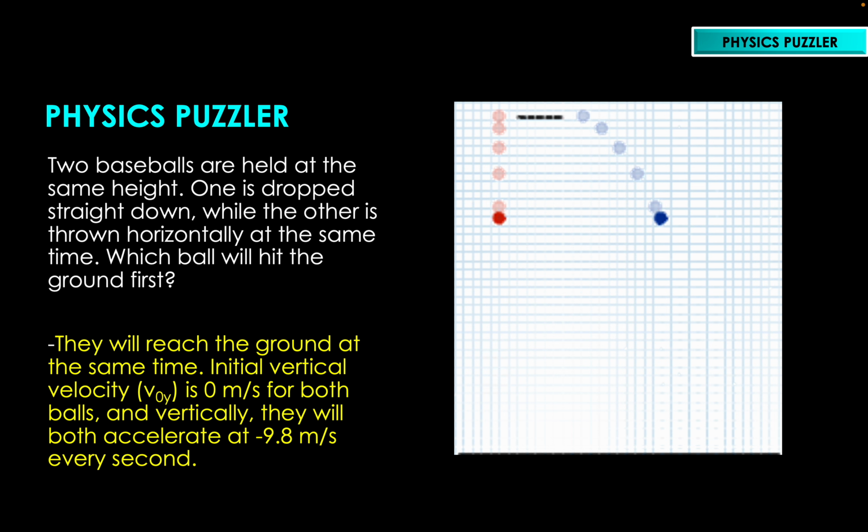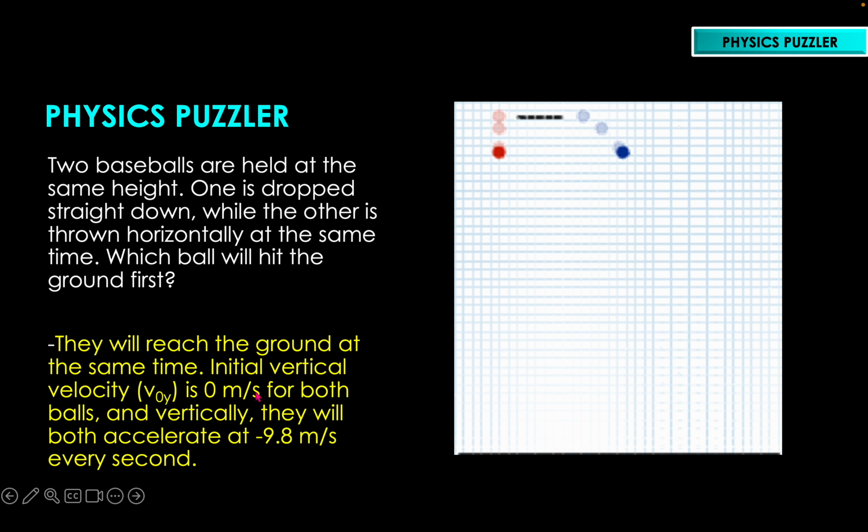I'm not sure if you got that right, but most oftentimes when students make a mistake answering this question, they would actually think that the horizontally launched one hits the ground first. But maybe you're wondering, how come they will reach the ground at the same time? So the explanation is simple.